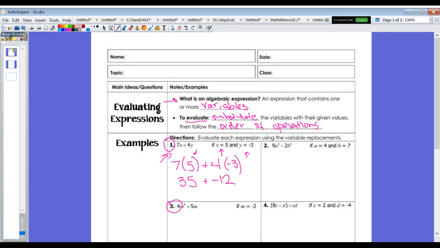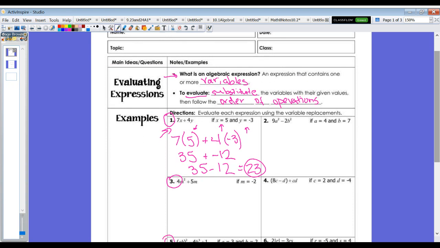Something that we need to get in the habit of is, if I have this, 35 plus a negative 12, a way that I can clean that up is just 35 minus 12. And then your final answer you're going to get is 23. So let's go through and we'll do a couple of these together, and then you'll try some on your own.